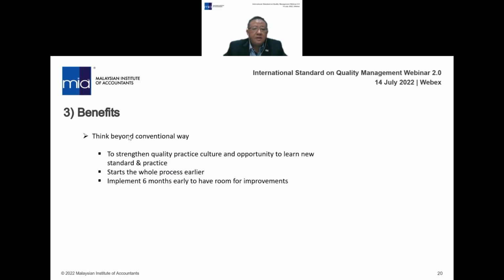And think beyond the conventional way, just as Jamie said, think beyond. Start the whole process earlier. I noted just now the statistics, many, 81%, have already started. That's very good news. So maybe you want to improve further. Don't worry, there's no perfect system. Okay, you have started, I feel it's good enough. Just continue doing it.